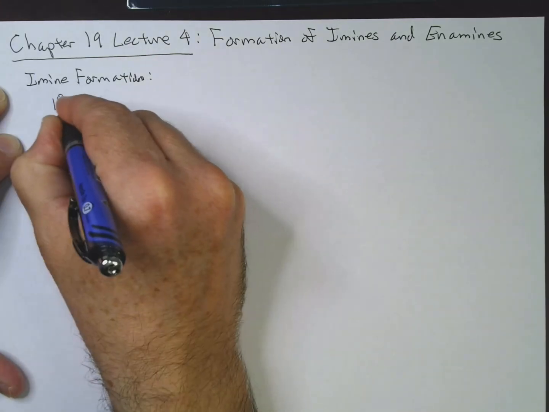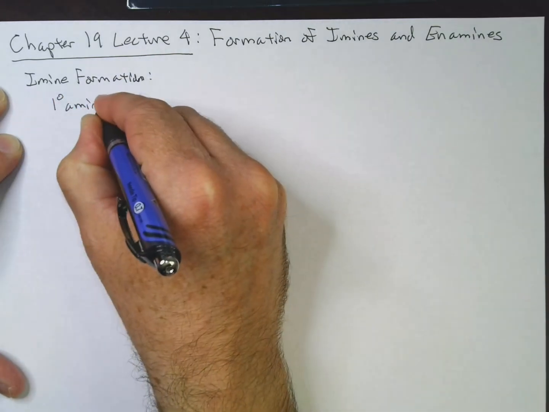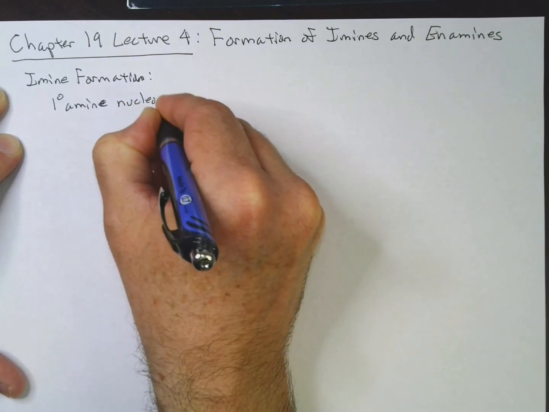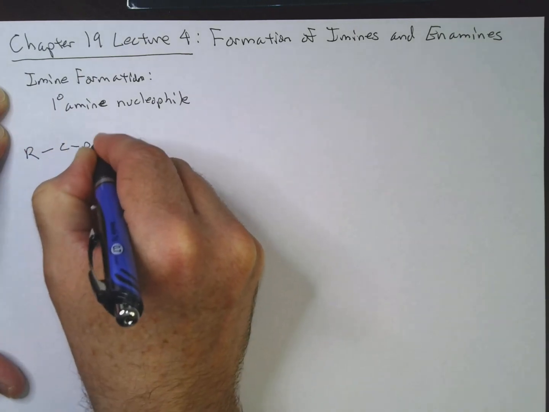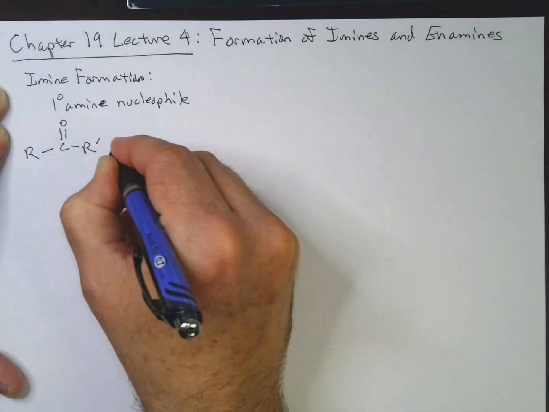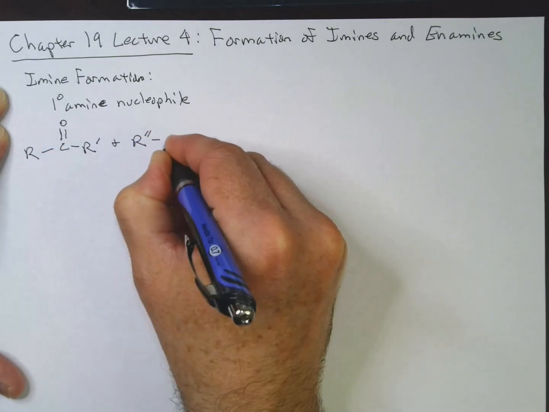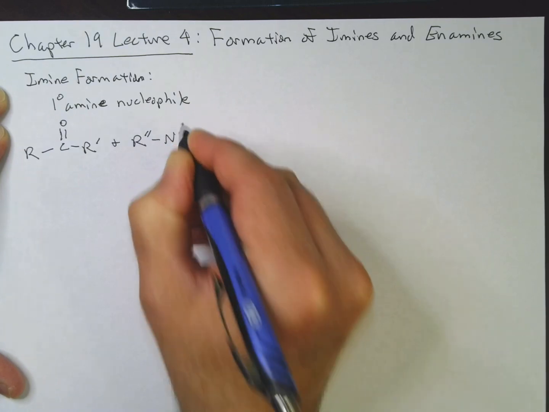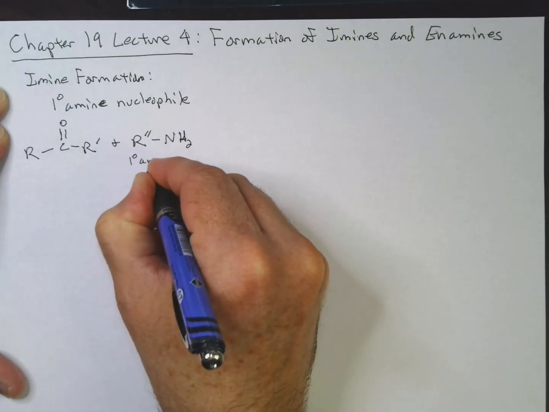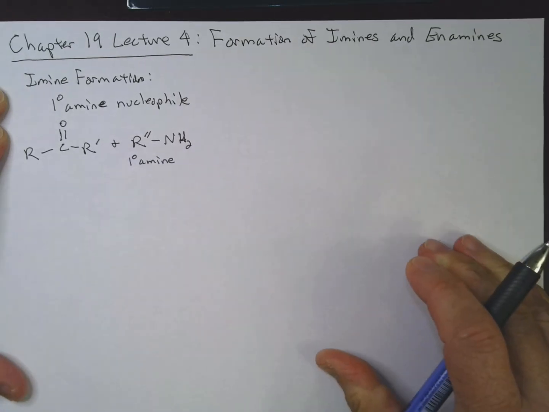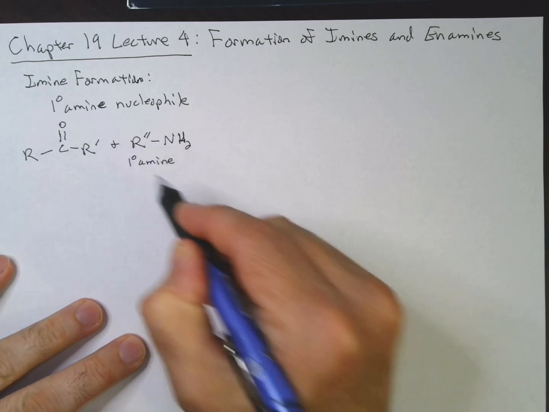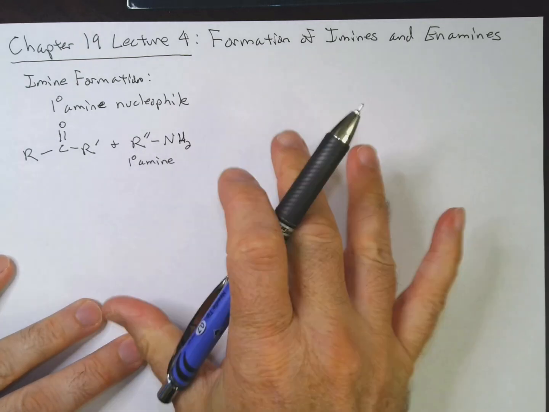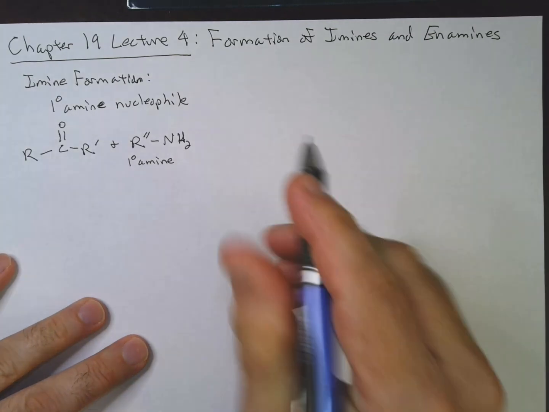In this case, we're going to have a primary amine as the nucleophile. So we will have our ketone or aldehyde, and then we will react that with this guy here, which is our primary amine. And we haven't talked about amine nomenclature and types of amines. We'll talk about that in chapter 24. But primary, secondary, tertiary for amines refers to how many carbon chains are attached. So it's a little different than for alcohols and alkyl halides.